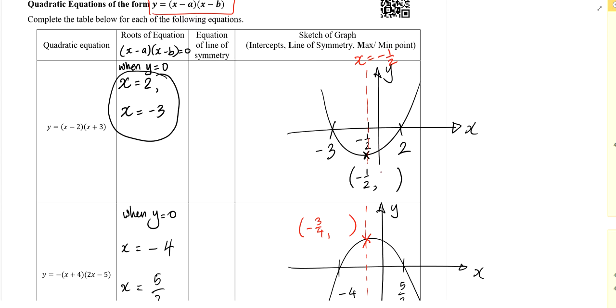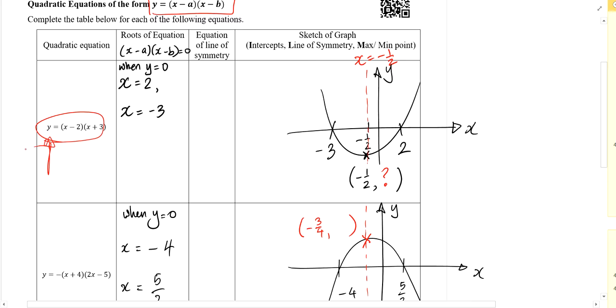How do we find this unknown over here? Substitute what? What is the x coordinate in this case? Half or negative half? Negative half. I substitute my negative half into the original equation to find the y value. Just do that, it's as simple as that.